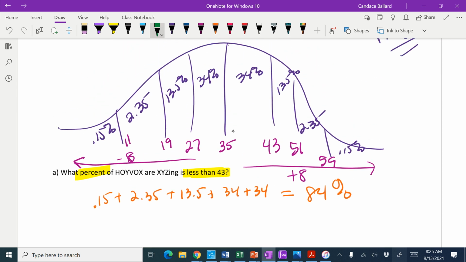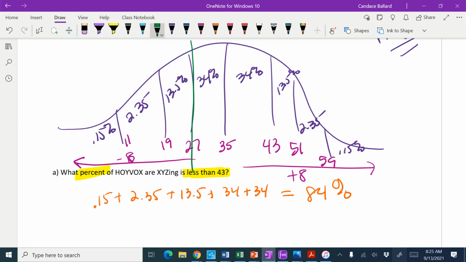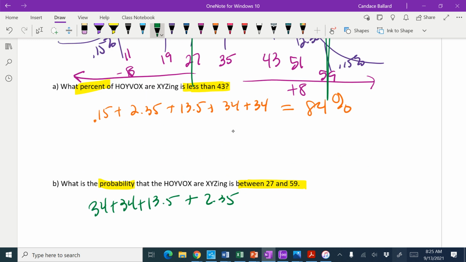So here's 27, here's 59. What am I going to do with everything in between there? Add it up. So 34 plus 34 plus 13.5 plus, I think it went 2.35, right? Yep. Okay, add it up. Don't call it out yet. Everybody try it. Add it up.